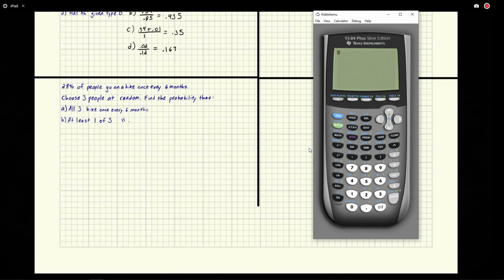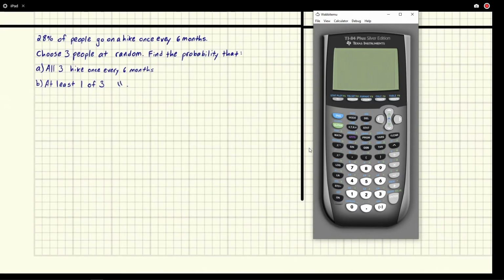Eric Burgess here. 28% of people go on a hike once every 6 months. Choose 3 people at random. Find the probability that A, all 3 hike once every 6 months, and B, at least one of the 3 hike every 6 months. This just means repeat what's above it. I was too lazy to write out the whole thing. Sorry. So, okay, looking at this, there's two things here.